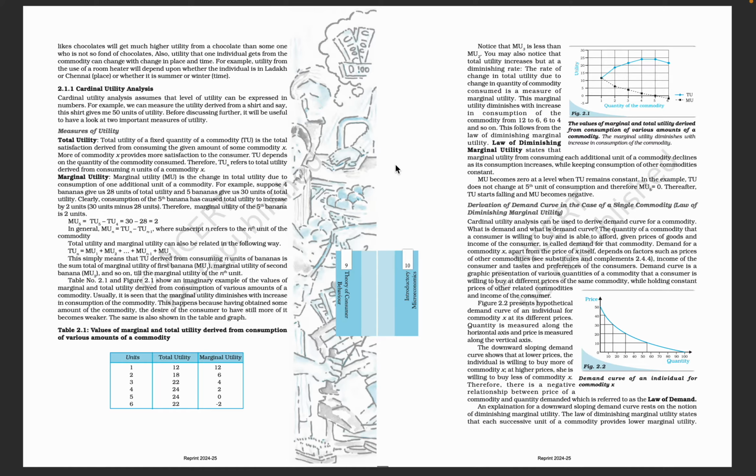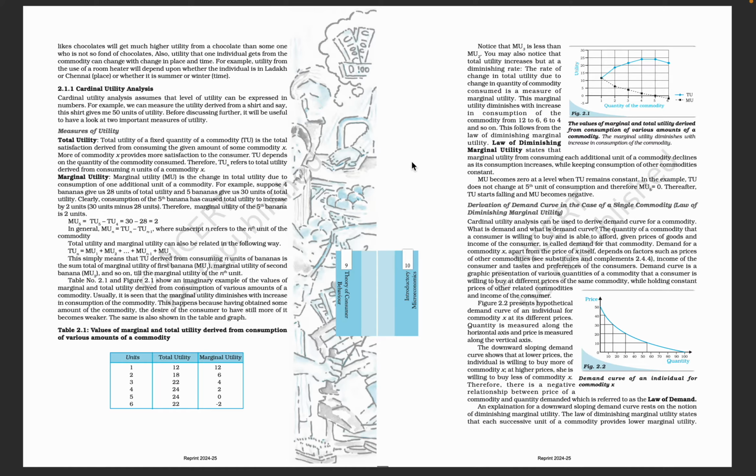Total utility and marginal utility can also be related in the following way. TUn equals MU1 plus MU2 plus so on till MUn-1 plus MUn. This simply means that TU derived from consuming n units of bananas is the total sum of marginal utility of the first banana MU1, marginal utility of the second banana MU2, and so on till the marginal utility of the nth unit.